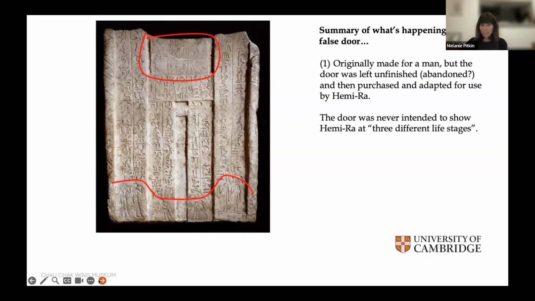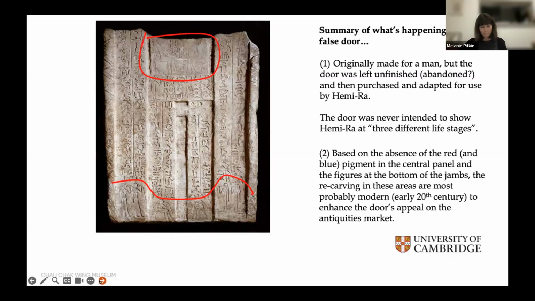As for the recarved areas, including the faces and the frontal drooping breasts, I think these are to be explained by a second phase of modifications, which brings me to point 2. Mainly based on the evidence around the absence of red pigment in these recarved areas, including on the central panel, plus the freshness of the stone underneath, I think that these modifications were made in the late 19th to early 20th century, obviously before the door was sold to the Fitzwilliam Museum in 1909, to help enhance the false door's appeal and saleability on the antiquities market.